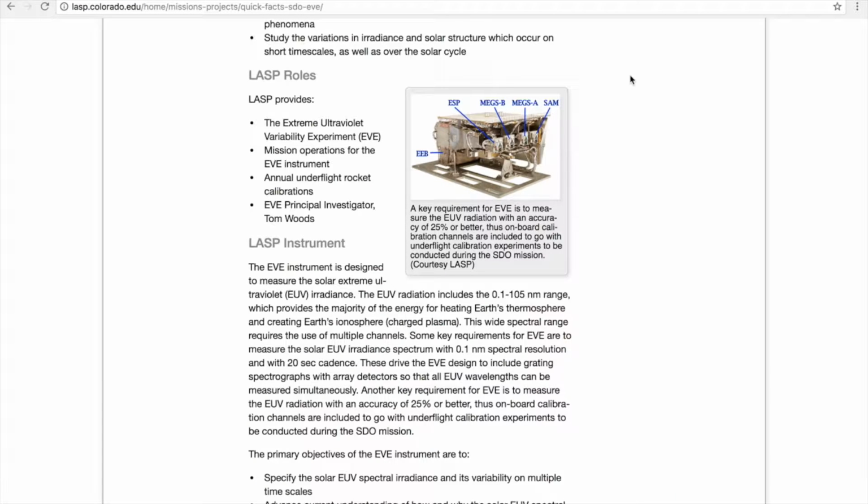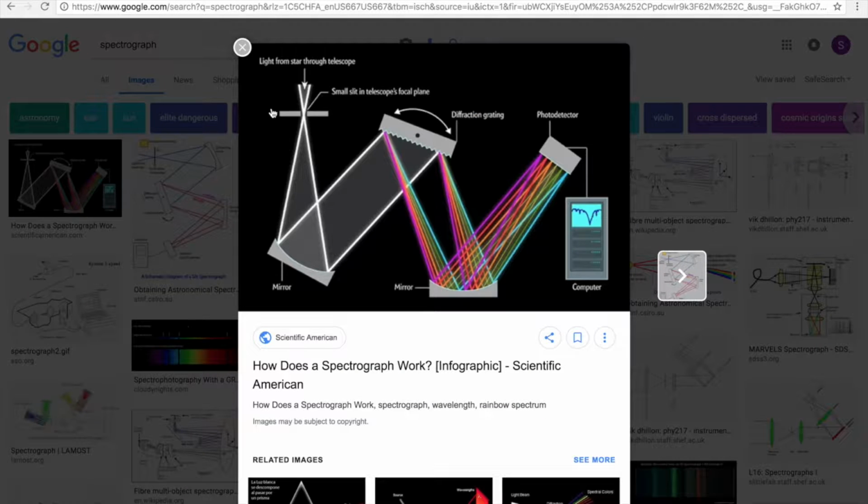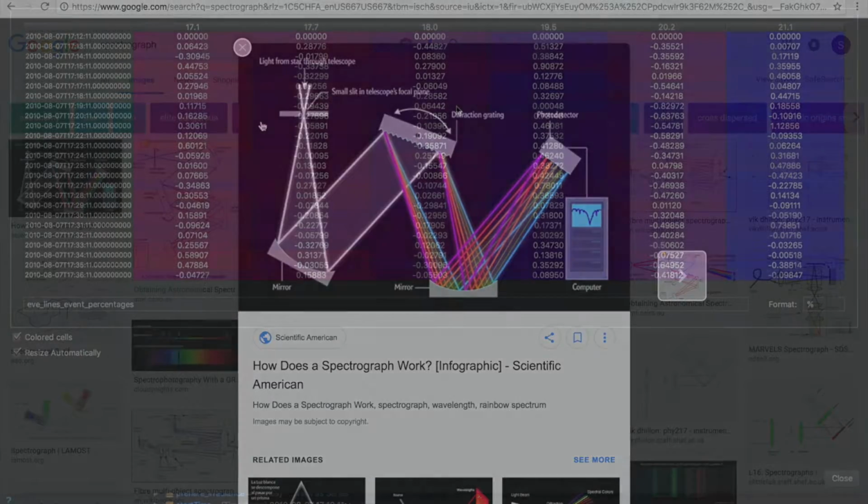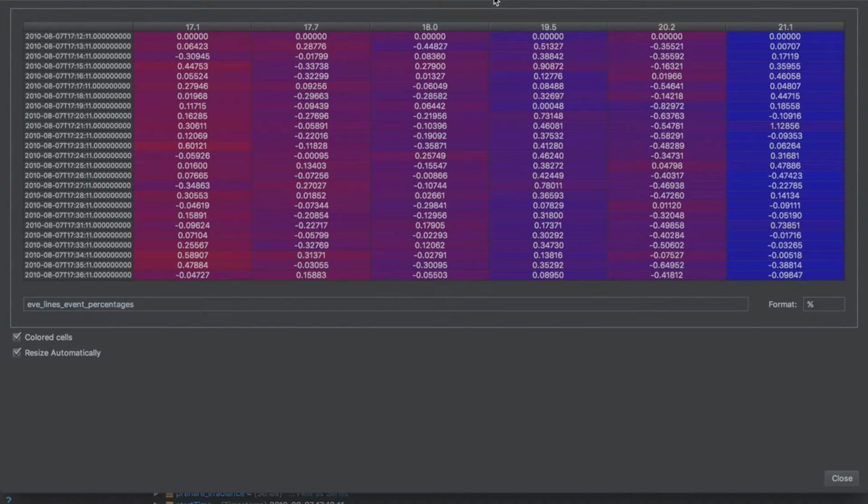Our data set comes from the instrument out in space maintained by LASP, SDO-EVE. That stands for the Solar Dynamics Observatory Extreme Ultraviolet Variability Experiment. And on board the SDO-EVE instrument in space are a couple spectrographs, which, to put it shortly, split up dots of light into its component wavelengths, which allows scientists to study how the various parts of that body change in different wavelengths.